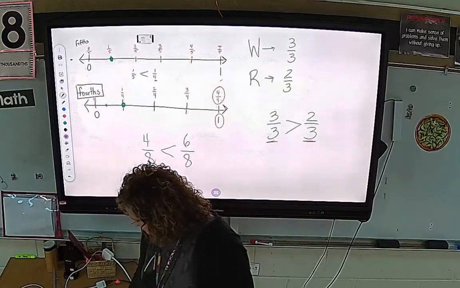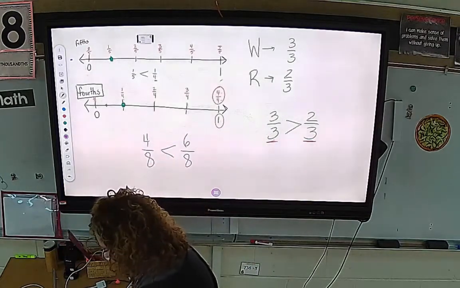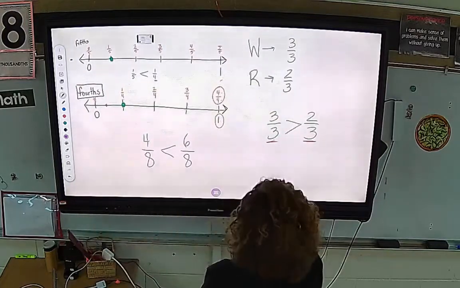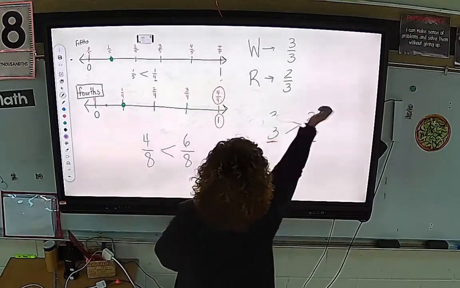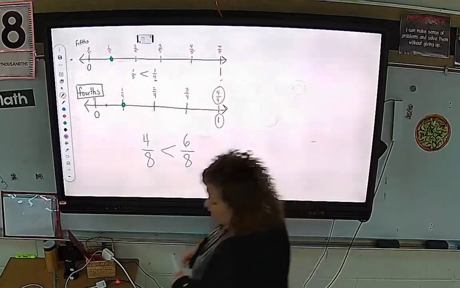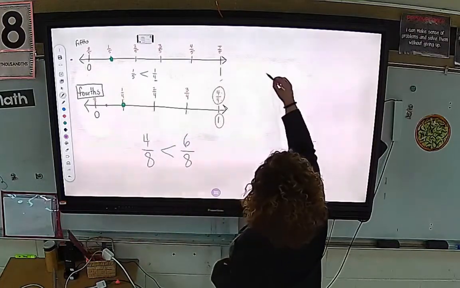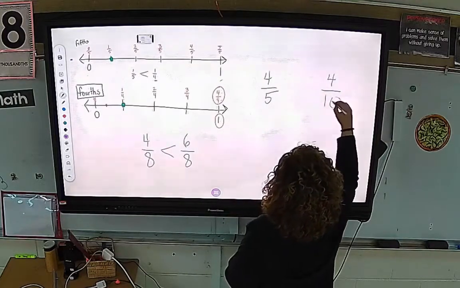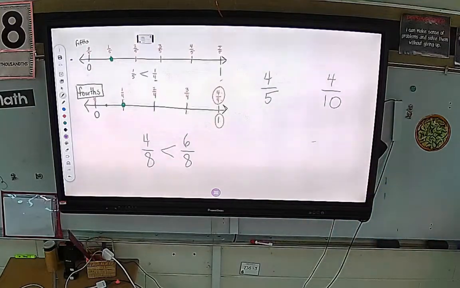Let's see. What if we have, let me look at this for just some examples. I really don't want to get rid of that yet. Let's get rid of this. Okay. What if we have 4/5 and 4/10? Okay, now change the game just a little bit. The pieces aren't the same size anymore.